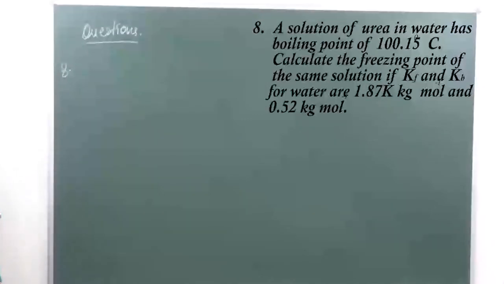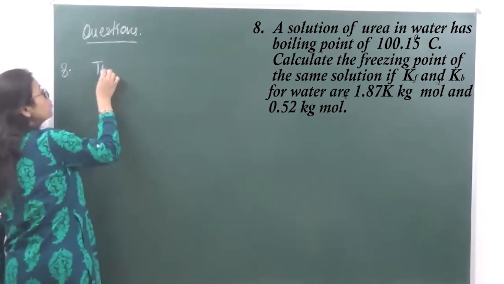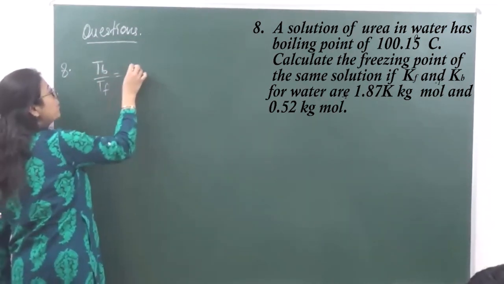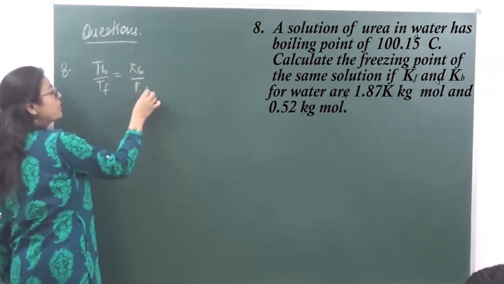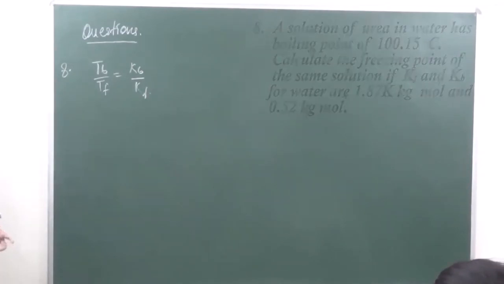Question 8 is a solution of urea in water has a boiling point of 100.15 degrees Celsius. Calculate the freezing point of the same solution if Kf and Kb are given. This is similar to question number 6 which we have done. So in this also, you can do it yourself. In this also we are going to use the same formula: Tb upon Tf is equal to Kb upon Kf. Question number 8. Okay, try to do the question yourself. I am going to explain the next question, that is question number 9.